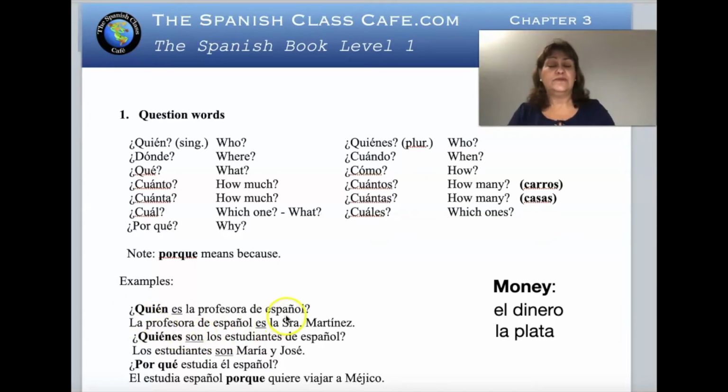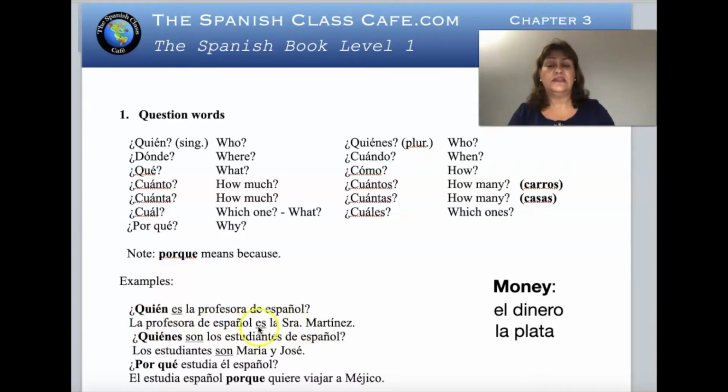Then, ¿quién es la profesora de español? ¿Quiénes son los estudiantes de español? Who are the students? Who are the Spanish students? And who is the Spanish teacher? And the answer will be la profesora de español es la señora Martínez.